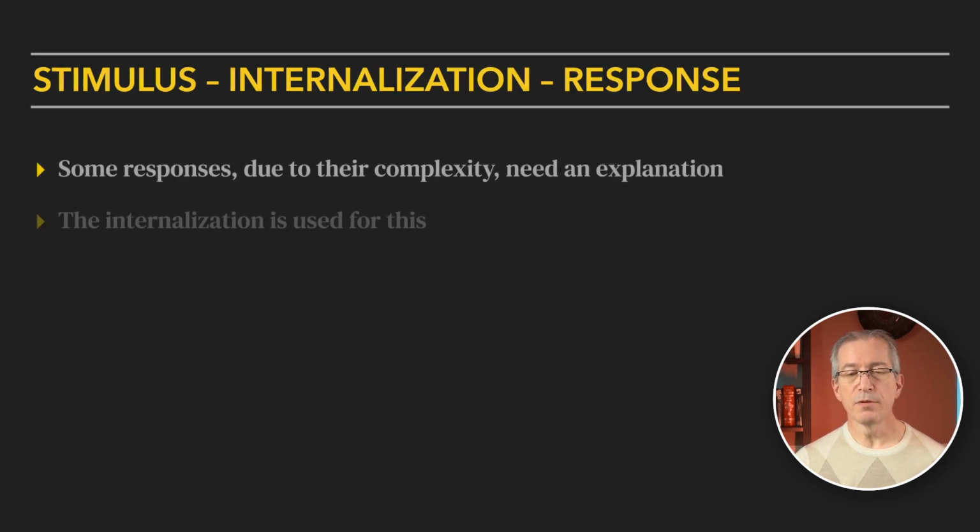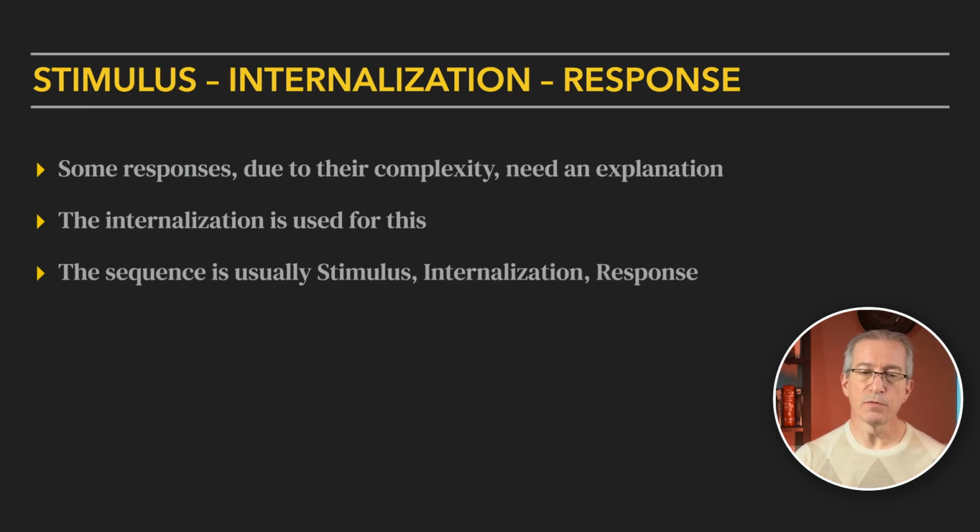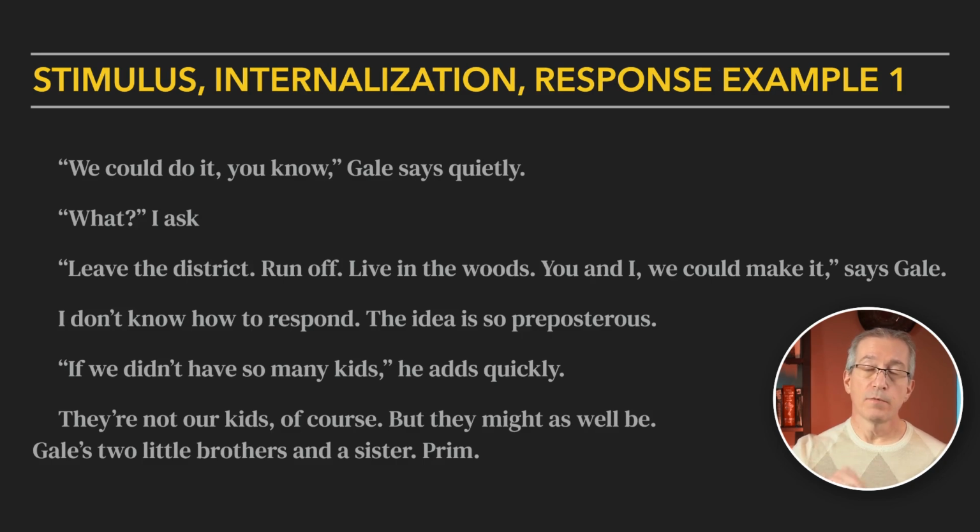Some responses, due to their complexity, need an explanation for the reader, and internalization is used for this. The sequence is usually stimulus, internalization, and then response. Continuing from where we left off before: "We could do it," Gale says quietly. "What?" I ask. "Leave the district, run off, live in the woods. You and I, we could make it," says Gale. I don't know how to respond. The idea is so preposterous. "If we didn't have so many kids," he adds quickly. They're not our kids, of course, but they might as well be. Gale's 2 little brothers and a sister, Prim.